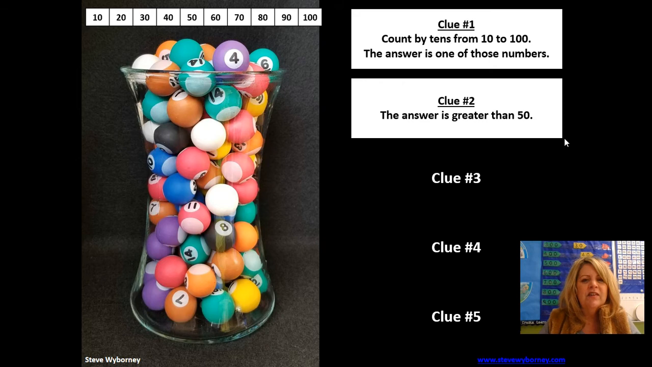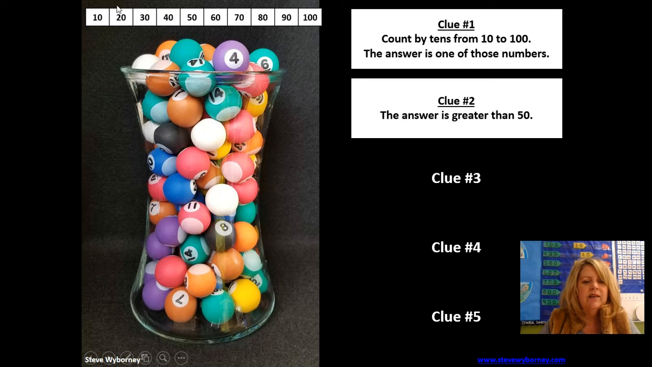Let's think like mathematicians. What does greater mean? What's another way we can say greater? Yes, we could say more. So the answer, or the total number of balls in the vase, is more than 50. All right, then, looking at our decade number path, which of these numbers is no longer a possibility? Yep, I do not think 10 is a possibility anymore because it is not greater than 50.